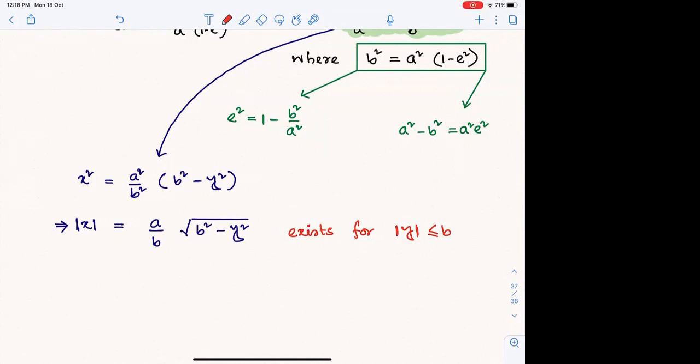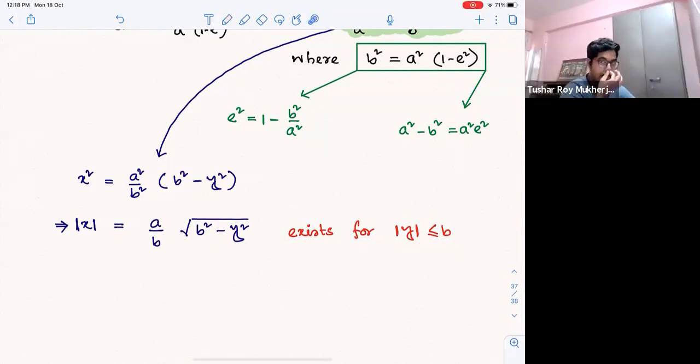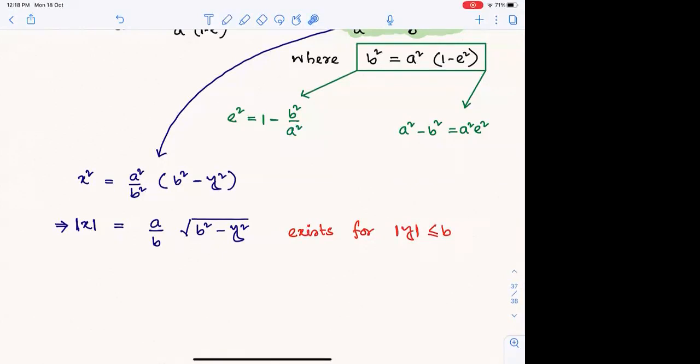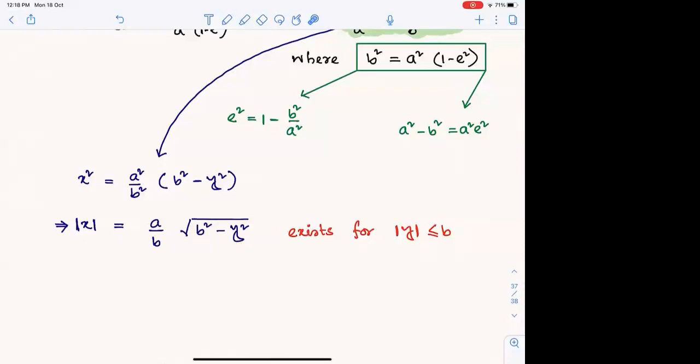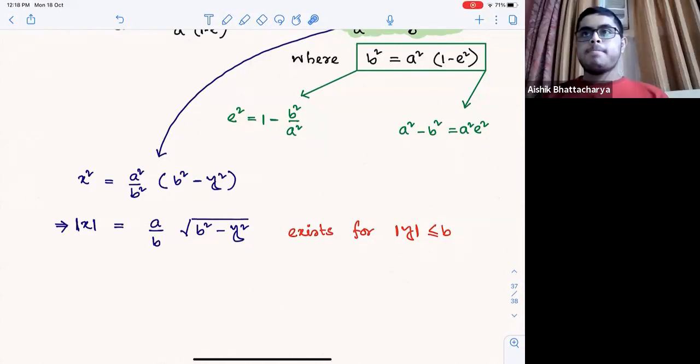Is it okay with everyone? Now, within the variation of mod y from 0 to b, we can identify as mod y increases, y square increases. If y square increases, then b square minus y square decreases. That means mod x decreases. So as mod y increases, mod x decreases. So when mod y is minimum, that is y is equals to 0, then mod x is maximum.